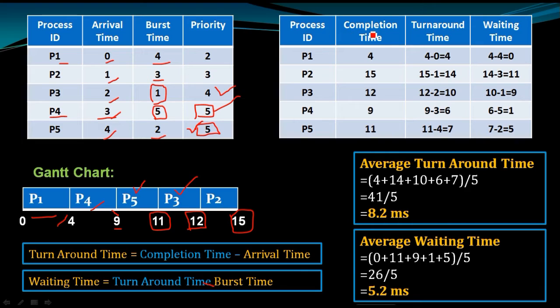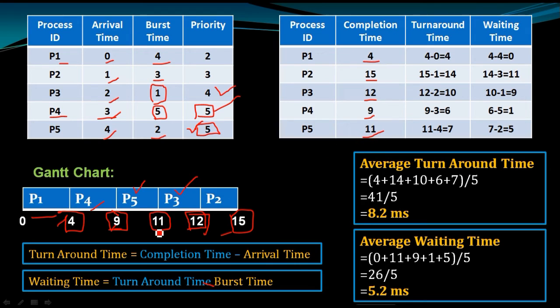Now you can see the P1 completion time: it completes at 4 millisecond, so 4 is the completion time. P2 completes its execution at the 15th millisecond, so 15 is the completion time of P2. P3 completes its process at 12 millisecond. P4 is 9, so P4 completes its task here. And P5 is 11.